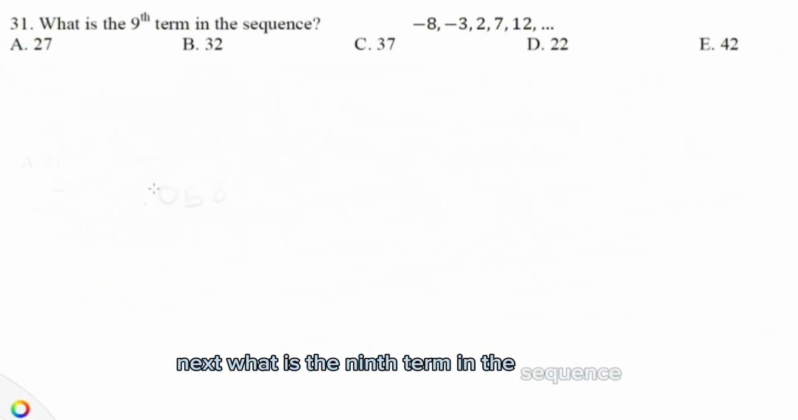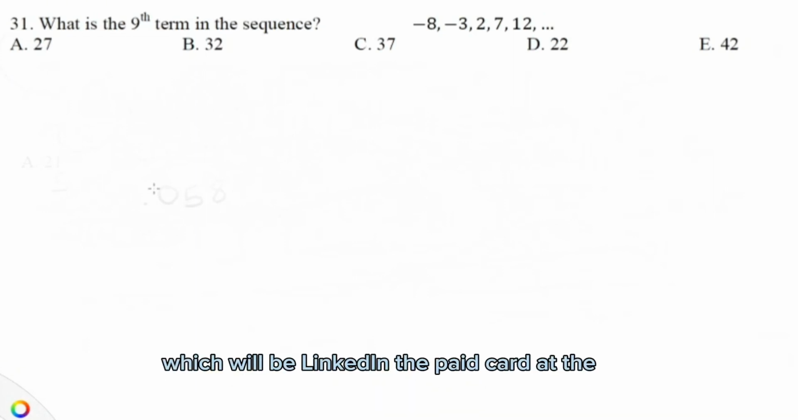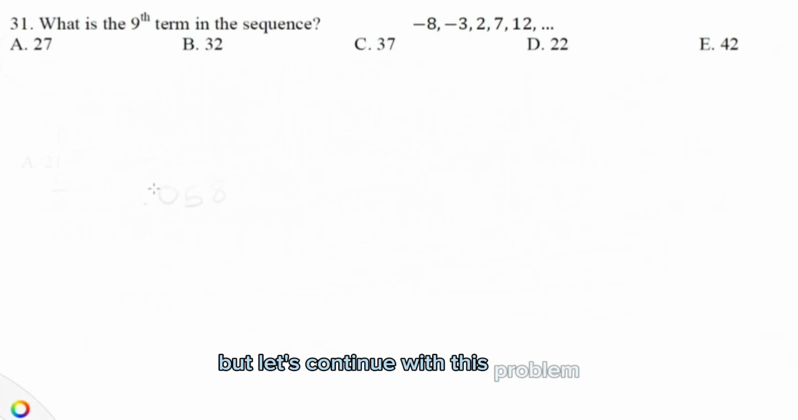Let's do it. Next, what is the ninth term in the sequence? -8, -3, 2, 7, and 12. Alright, so this problem is called an arithmetic sequence. I actually have a full video just on arithmetic and geometric sequences, which will be linked in the pinned card at the top. But let's continue with this problem. So, what is the ninth term in the sequence?